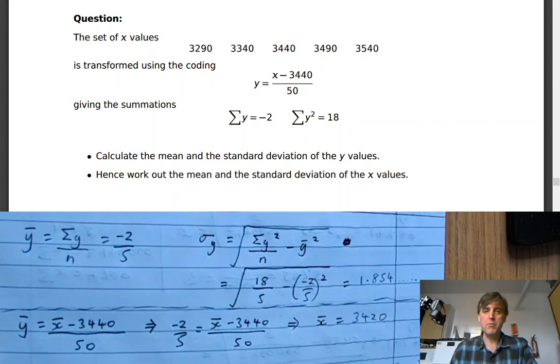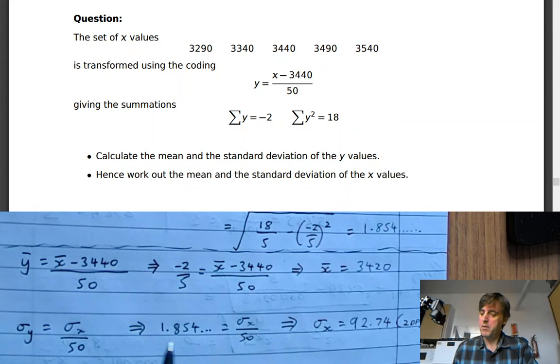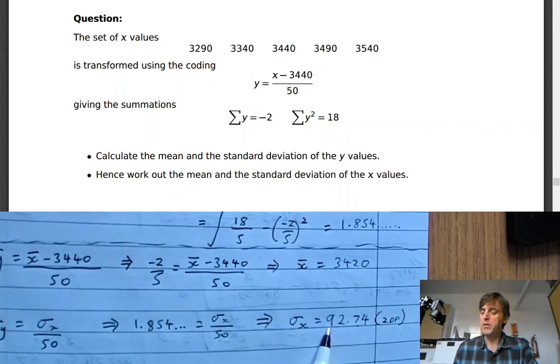And then if I just move the paper up, you should be able to see the standard deviation. So my standard deviation of my x values here, just multiplying both sides of this by 50, I ended up with this number here. About 92.74 is the standard deviation of my x values.